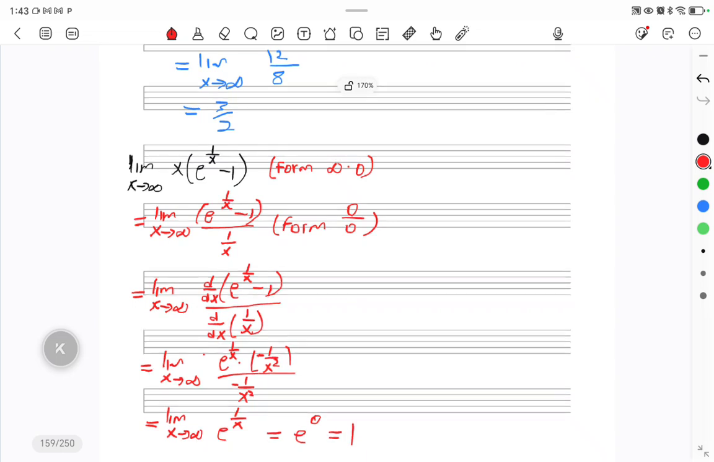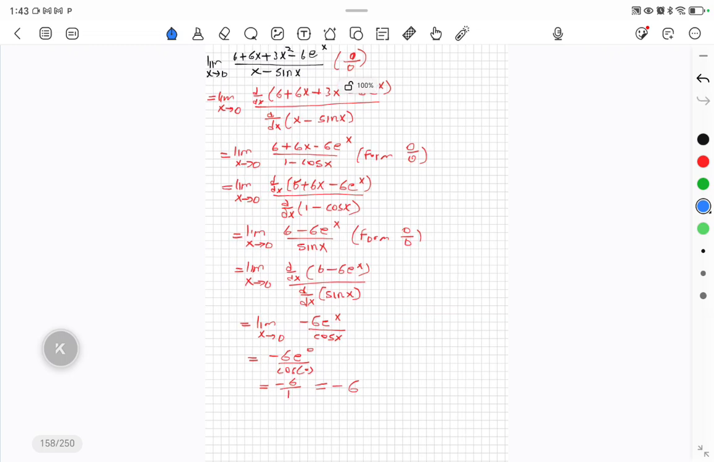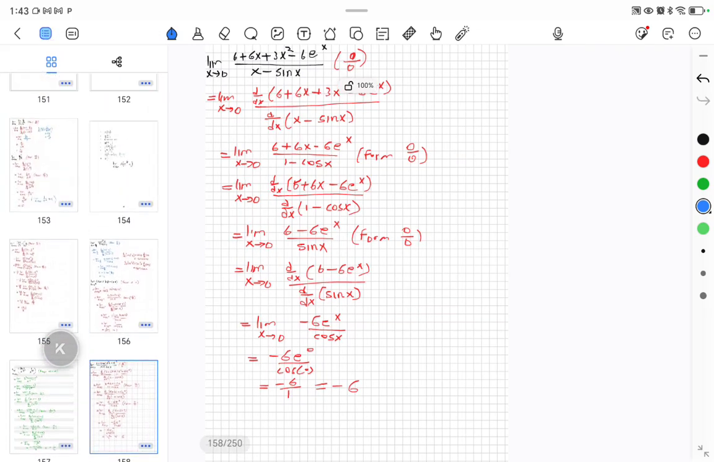So we should know, remember from limit at infinity, that the limit as x approaches infinity of 1 over x will be 0. So we know that now this exponent is going to be 0 if we apply the limit. So this is the end of these questions of L'Hopital rule, the exercise.